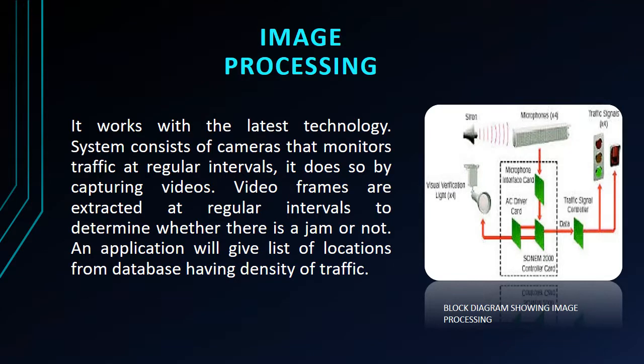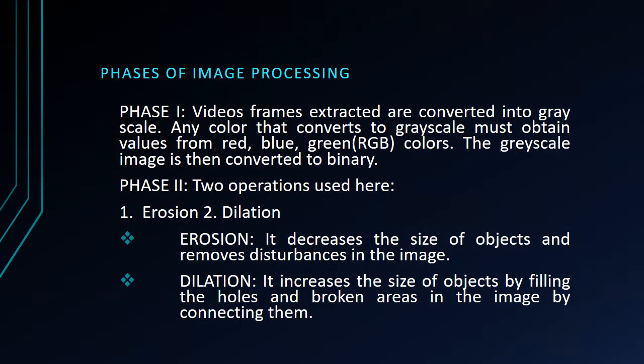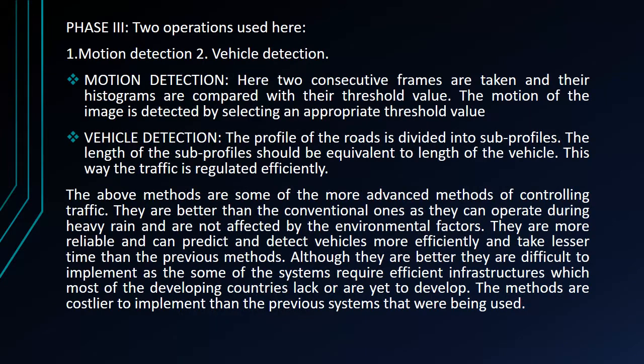Image processing is, again, as we spoke about, one of the latest and high-tech technologies. It consists of cameras that monitor traffic at regular intervals, doing so by capturing videos. There are various phases of image processing, as you can see below. It is divided into 3 phases.